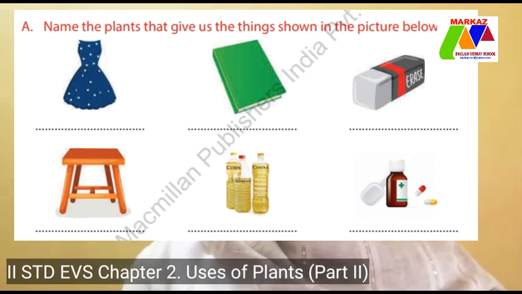The next one, a table. Yes, teak or walnut. Table is made of teak or walnut. All of you write down. Then next one, oils. Okay, that is mustard. All of you write down mustard. Then next, medicines. That is neem or tulsi. All of you write down neem or tulsi.